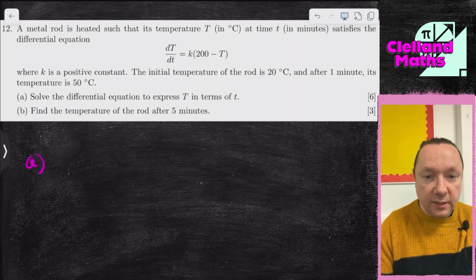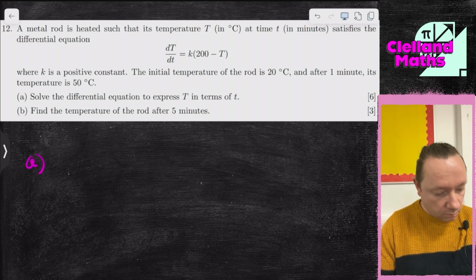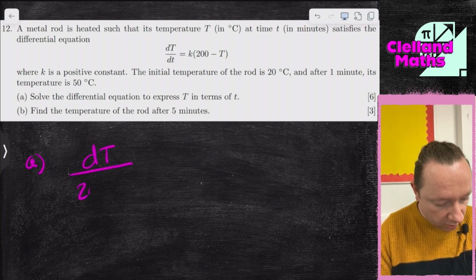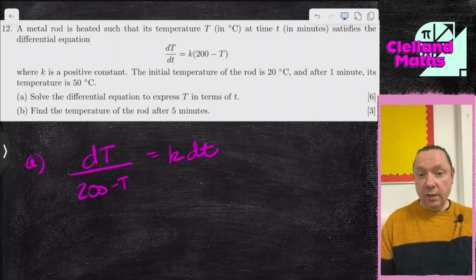Okay, part A. So this is one of those separate variables differential equations questions. So if I take my dT on this side, I can divide by 200 minus T, and that equals k dt. And now you just integrate both sides and then use your initial conditions.